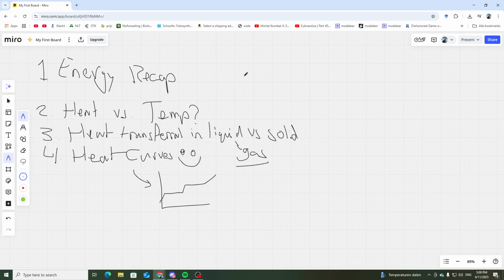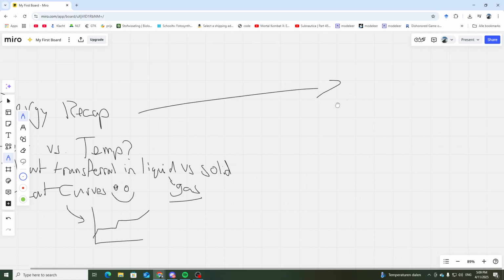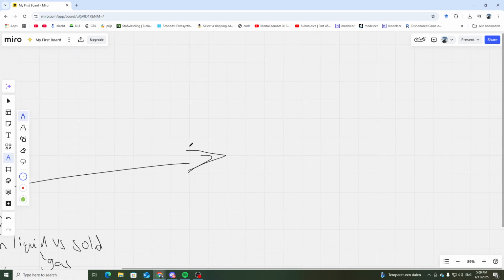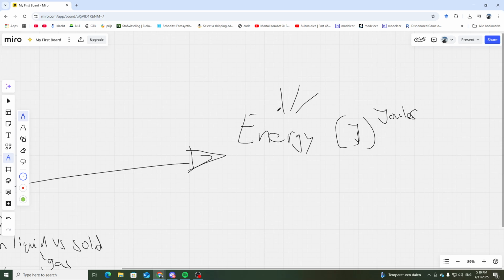Okay, let's start at the start with an energy recap. Different area. So an energy recap, we should know quite a bit: the unit that we give for energy, all types of energy, is joules. This is a J, so joules. And you can have different forms of energy. We should know quite a bit of these.